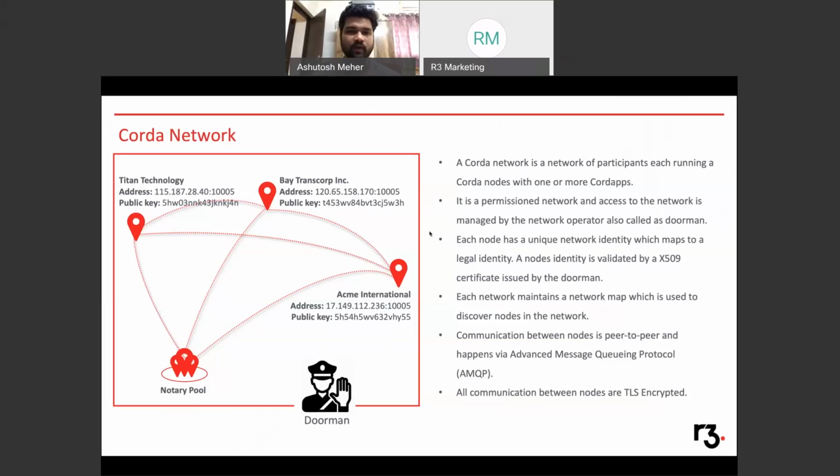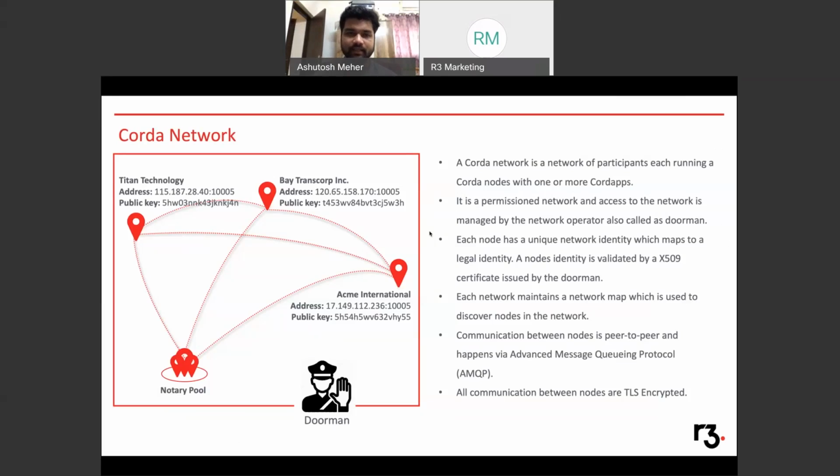So what exactly is a Corda network? It's a network of participants, and each of the participants would be running a Corda node. And these nodes would be having one or more Corda apps installed on them. So what exactly are Corda and Corda apps? I hope you already know about that. Corda is generally the platform, and Corda apps are the applications that developers, you guys, build.